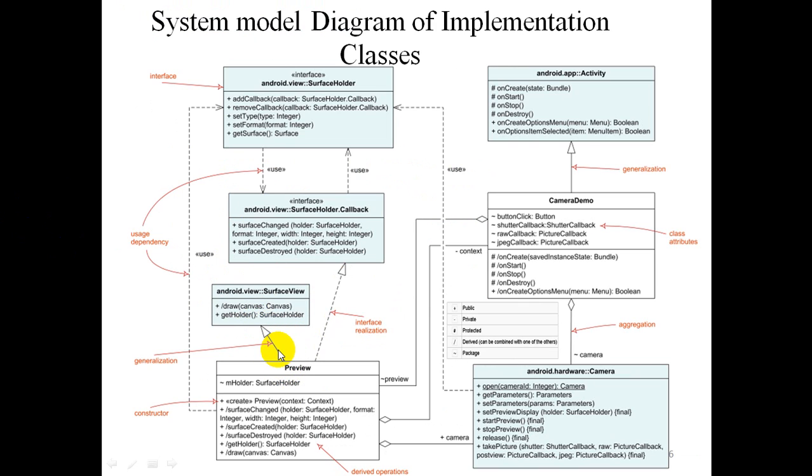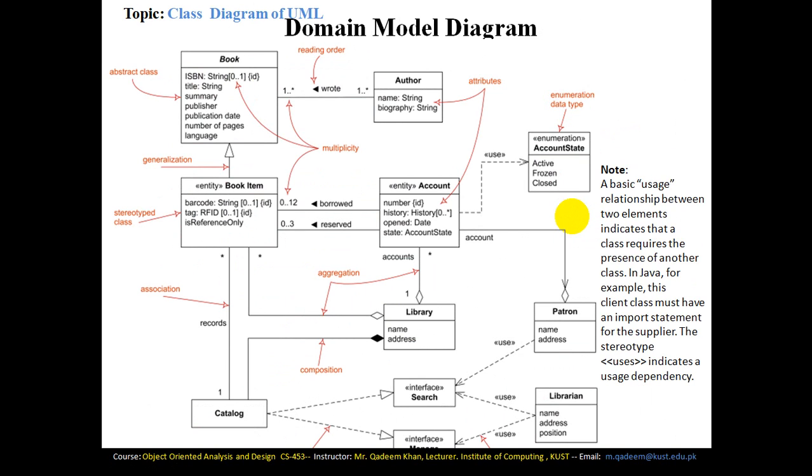this is generalization. Generalization is also called the inheritance. For example, this is the parent of this class. This is also the parent of this class. For example, activity is the parent of camera demo class. So this is the different.